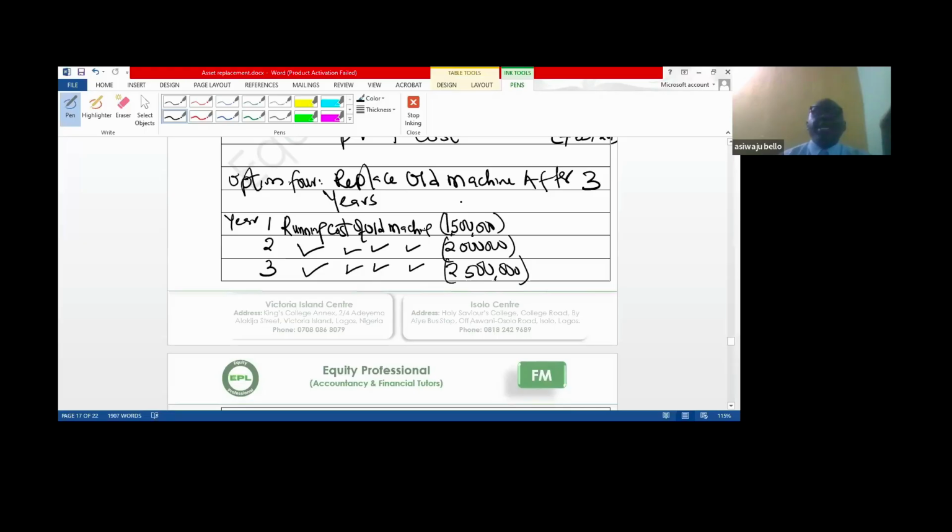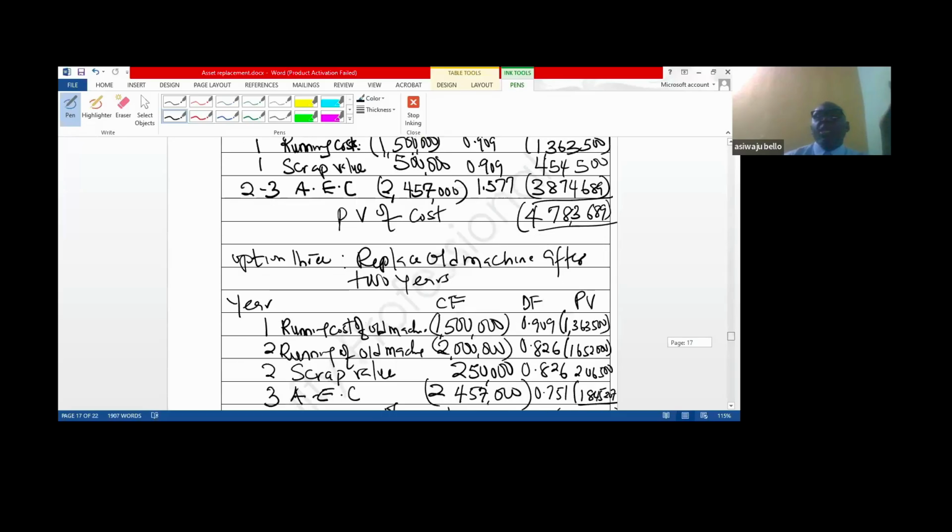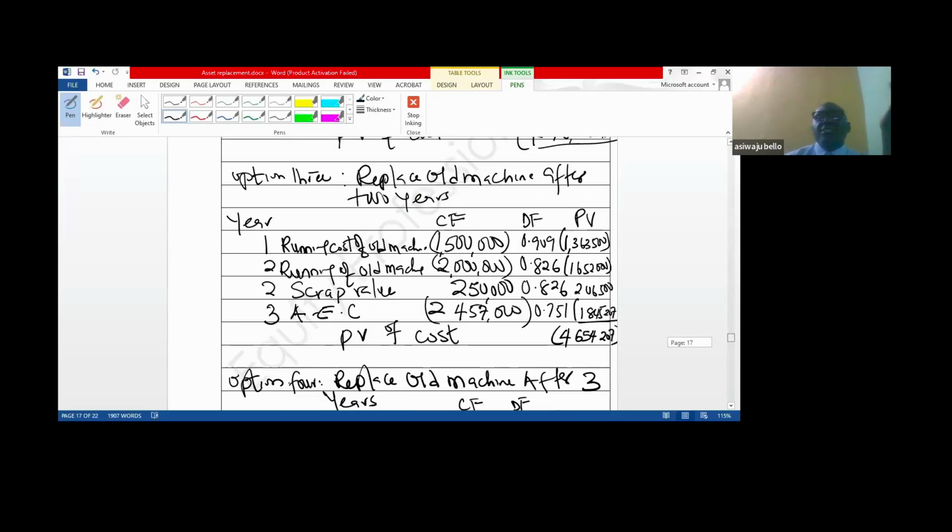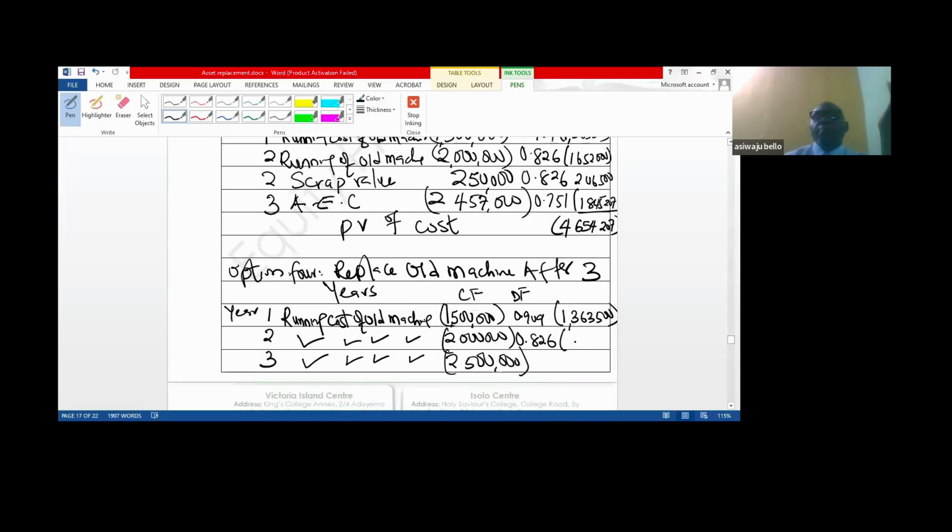You now bring in, this is your cash flow, your discount factor, 0.909. That will give us 1,363,500. 0.826. That will give us 1,652,000.